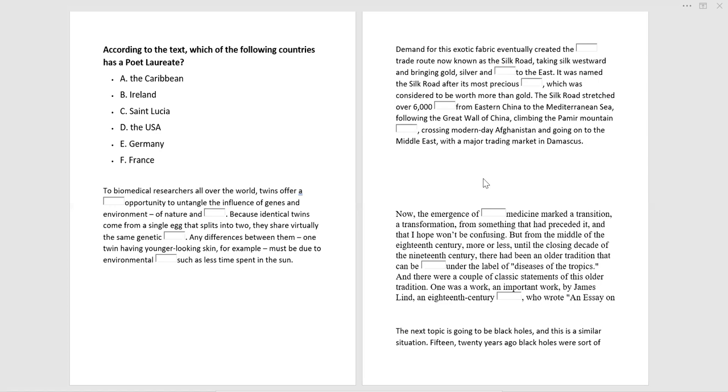So they're talking about which countries have the poet laureate, right? The countries which have it are three. So there are three answers which are right here out of six. The answers which are right are B, C, and D: St. Lucia, the USA, and Ireland. These are the three answers which stand right here, and this is how they have said it.